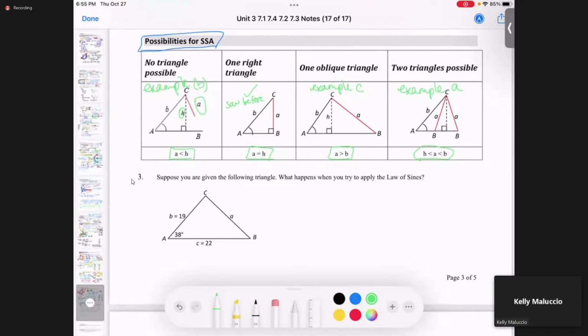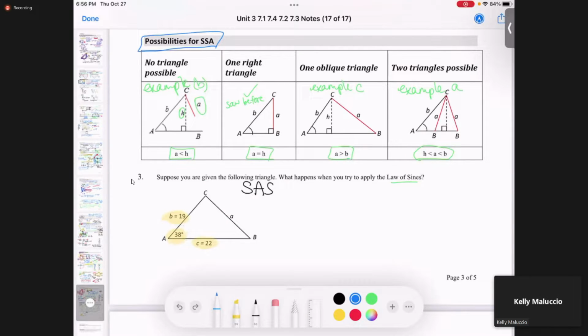So now suppose we're given the following triangle. What happens when we try to do law of sines? Okay, so what are we given? We are given a side, an angle, and a side. So this one is what we call SAS, side-angle-side, right? And if I tried to do law of sines, okay, let's see. Maybe I could try little a over sine of 38 is equal to 22 over sine of capital C. So if I did that, well, I have two variables, so that's not going to work.